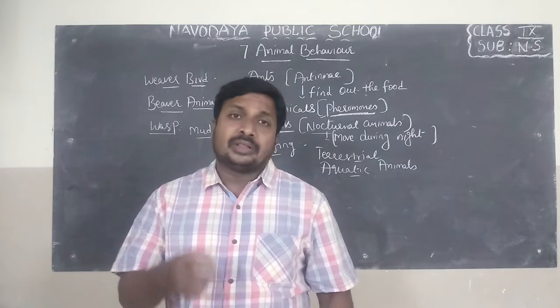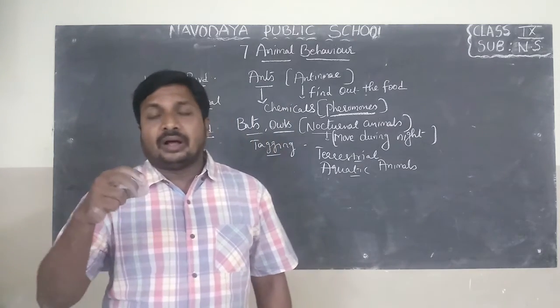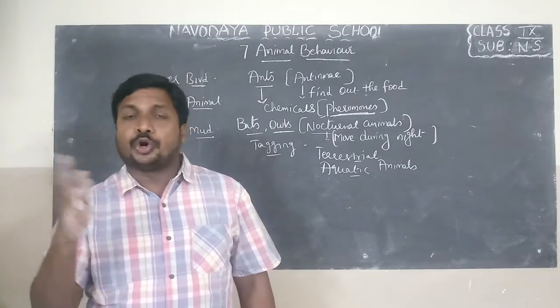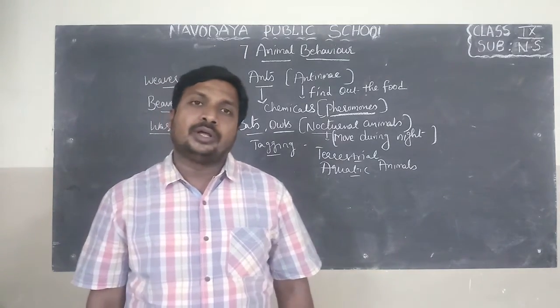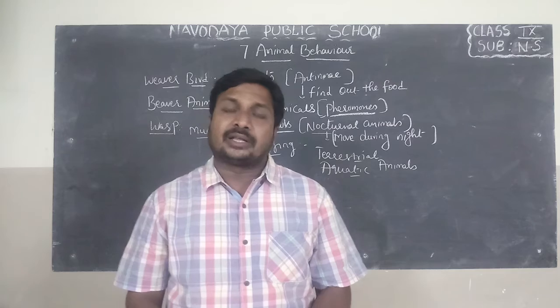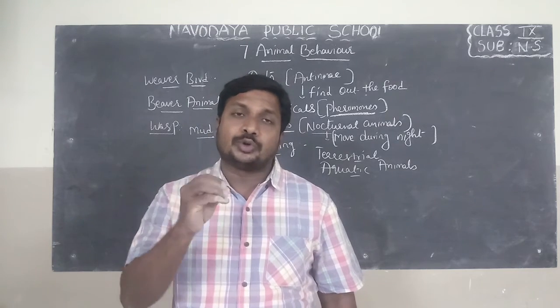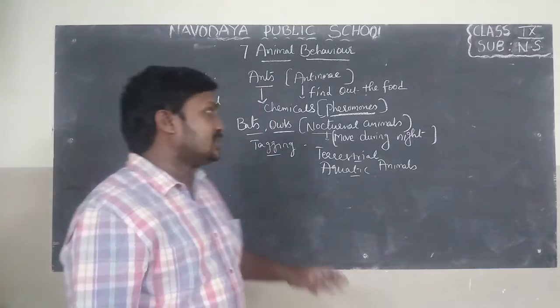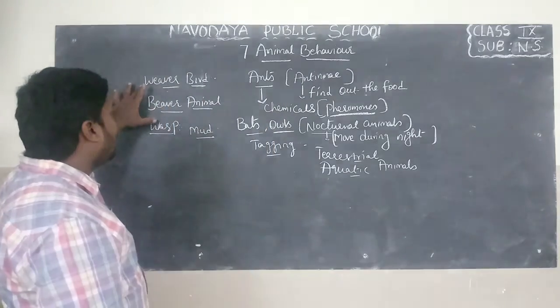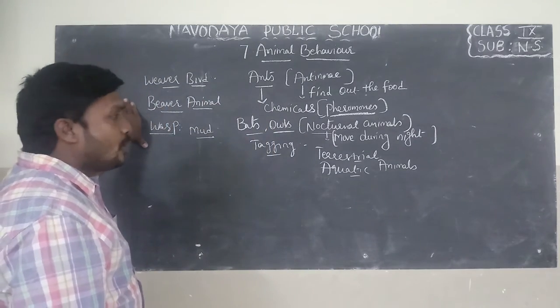With the help of this nest, they can store different food items for future purposes, like small worms, small caterpillars, and small leaves. So this is the behavior of the beaver and the wasp.